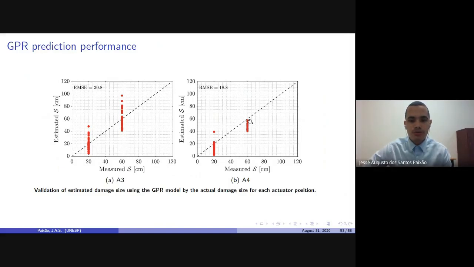It's important to remember that in this application case, we trained with the same structures, and also that there is a low number of conditions to train and a low number of data. But even in this situation, the GPR model could capture well the trend and the uncertainties associated with the damage index.